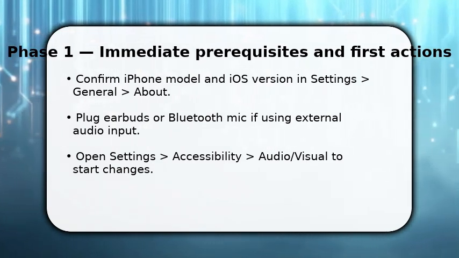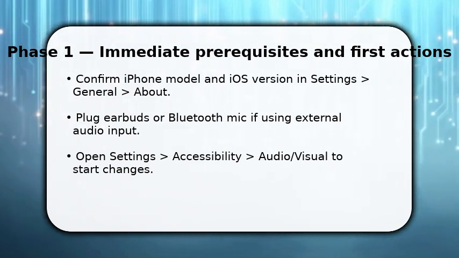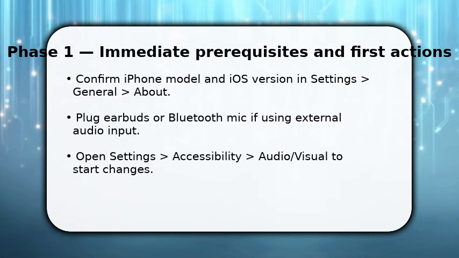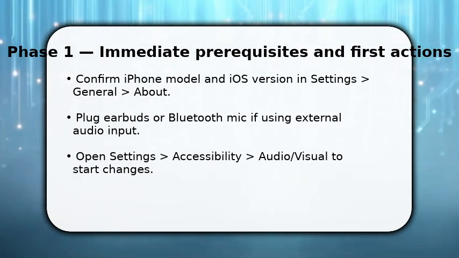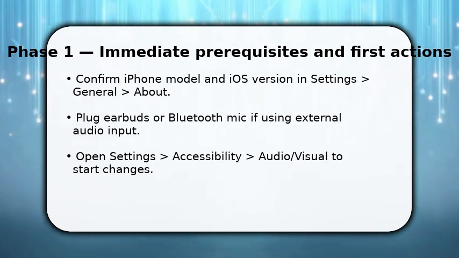Once there, locate background sounds under the Hearing section. Tap to view options. You're starting the process now because changing source and level here affects all system audio. Make sure to keep the device unlocked and nearby so you can test changes in real time.